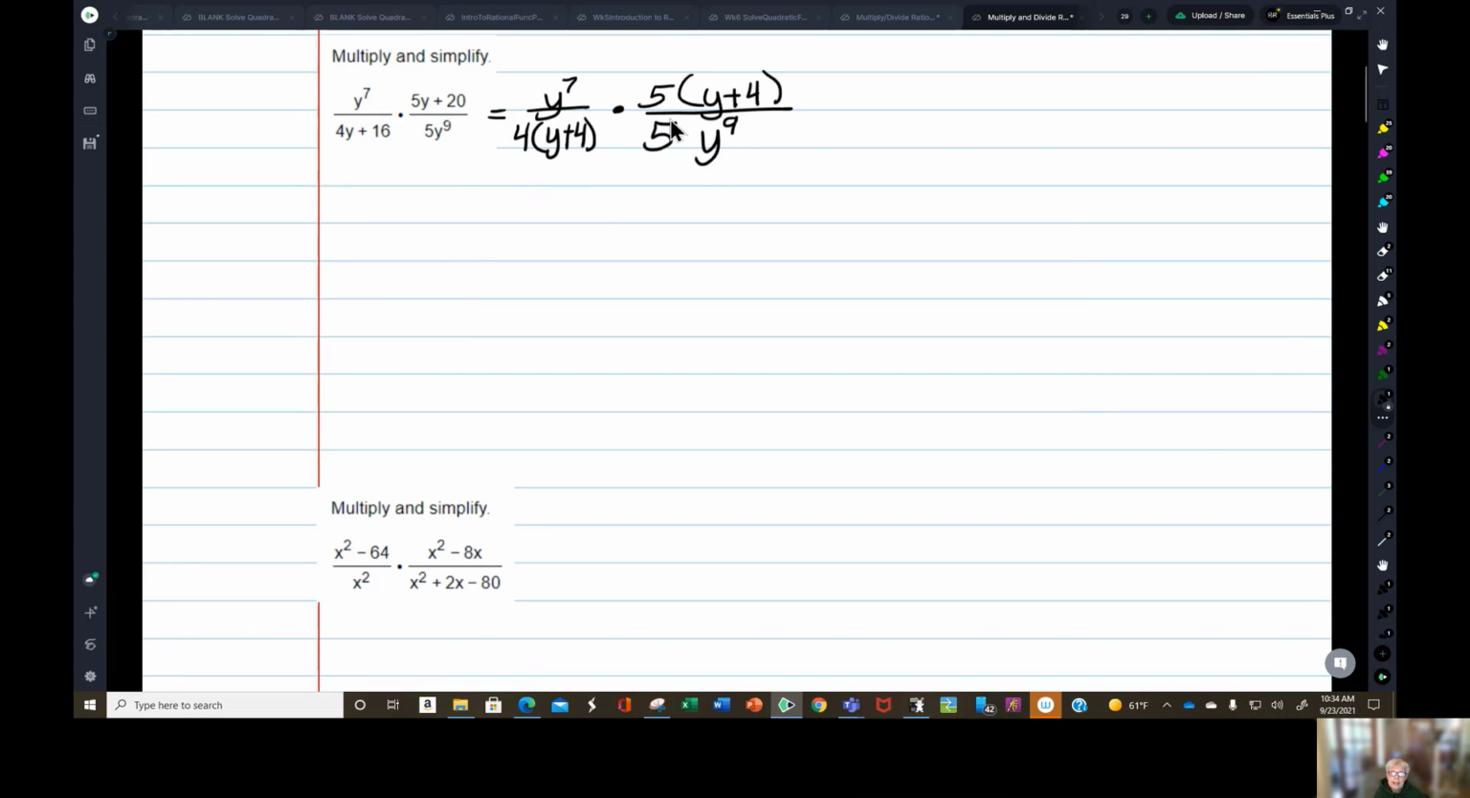Now, obviously, some of these are going to cancel with some of those, but let's leave that for a few minutes. Everything now, except for these guys, is factored. Notice your 5s now cancel. The y plus 4s cancel. And now what you're left with is y to the 7th power on top over 4 times y to the 9th.